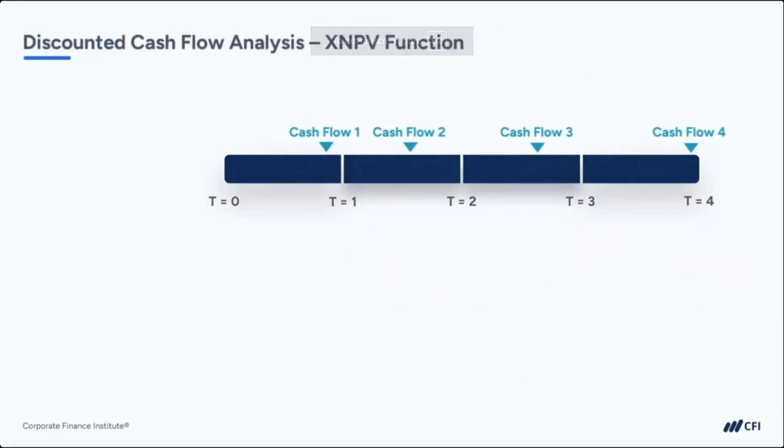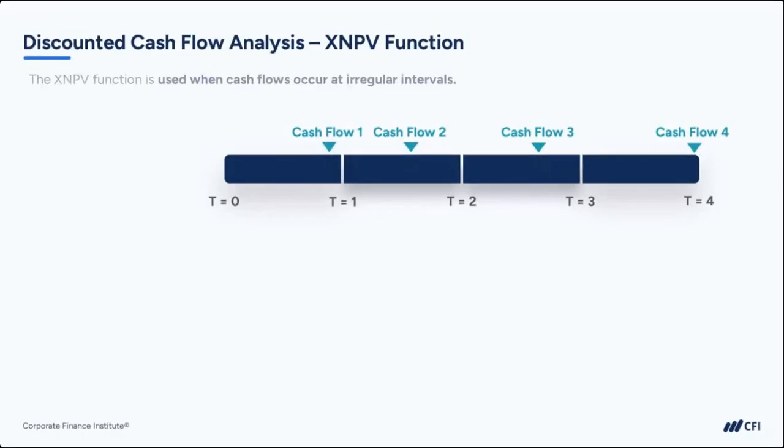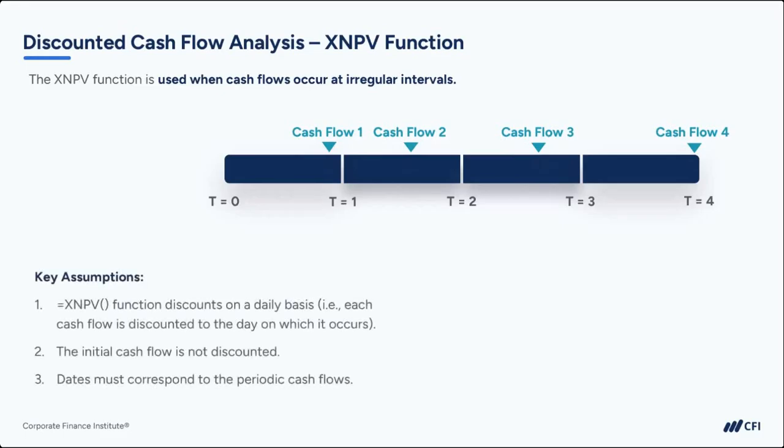Another tool that can be used is the XNPV function, which can add even greater accuracy to the results, as it's not limited by the same assumptions as the NPV function, namely that cash flows occur at regular intervals. Instead, the XNPV function uses specific dates that correspond to each cash flow being discounted.